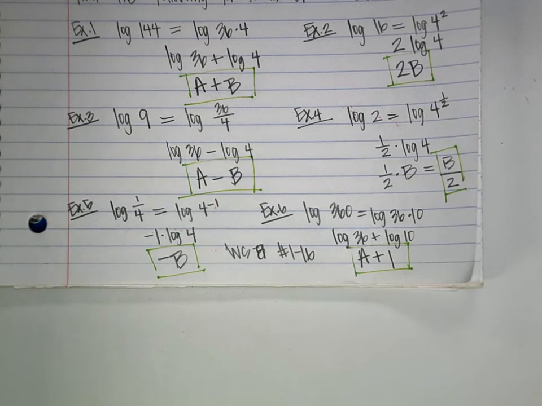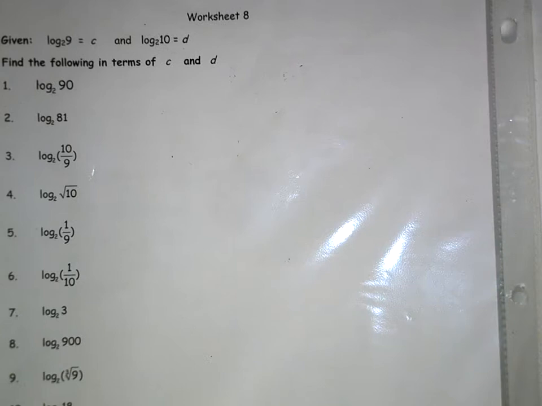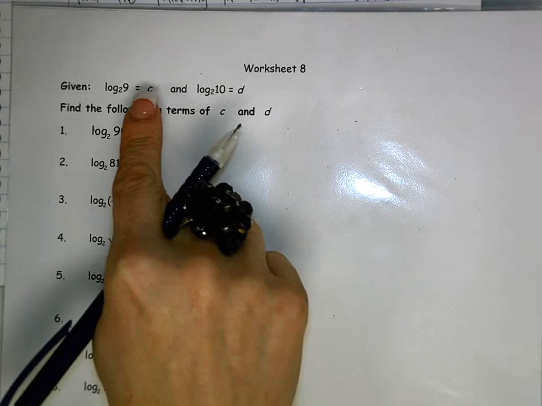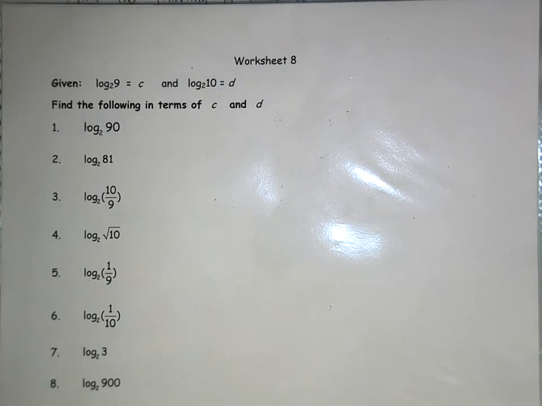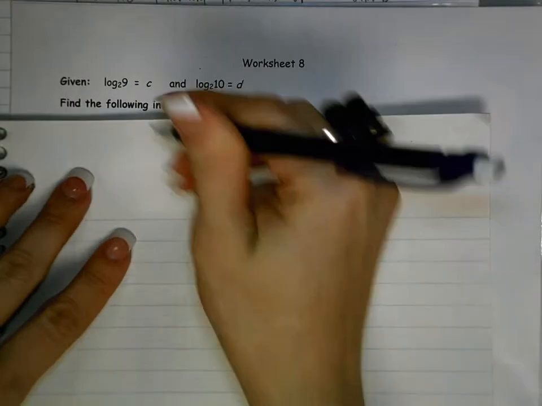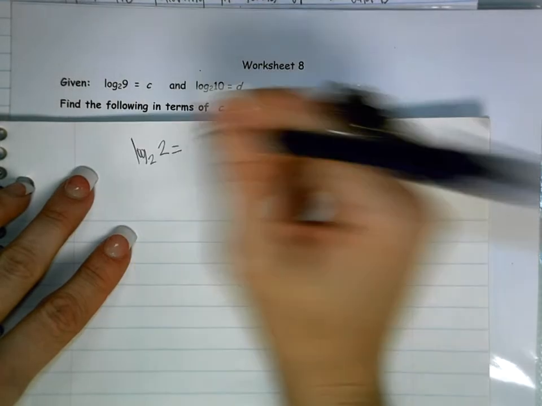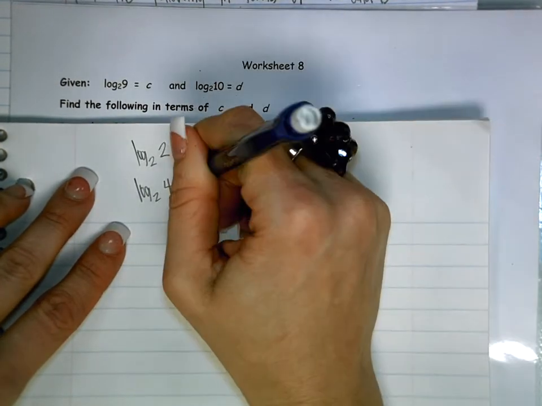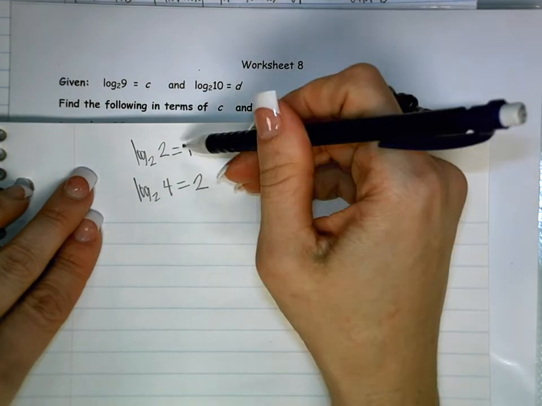Okay, if you look at this worksheet, it says log base 2 of 9 equals C, log base 2 of 10 equals D. What else do you know for log base 2s? What else do you know that we could kind of fill in the blanks? You also know log base 2 of 2 is equal to 1, or log base 2 of 4 is equal to 2. So you probably want to add those in because you will at some point need to use 2 or 4 to get some of these numbers.